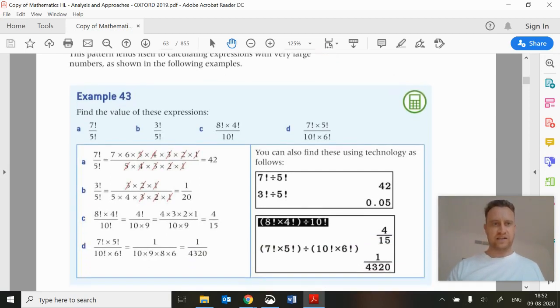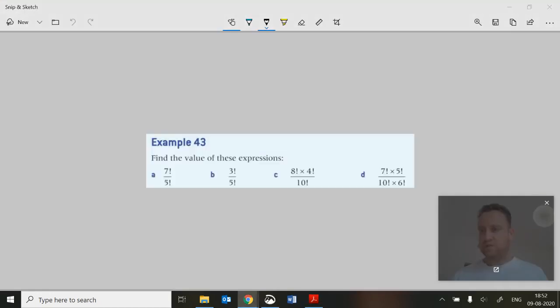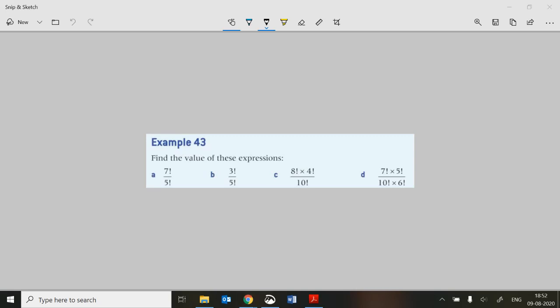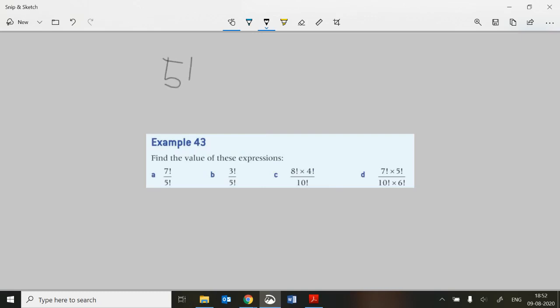And this question here, example 43. Now, there's a definition for factorial here. I might as well explain it separately, though. So, for example, if you wanted to do 5 factorial, then that would be the same as saying 5 times 4 times 3 times 2 times 1. And you could calculate that, I think it's 120. Okay, so that's 5 factorial. If you want to do 3 factorial, that's obviously going to be 3 times 2 times 1, and so on.